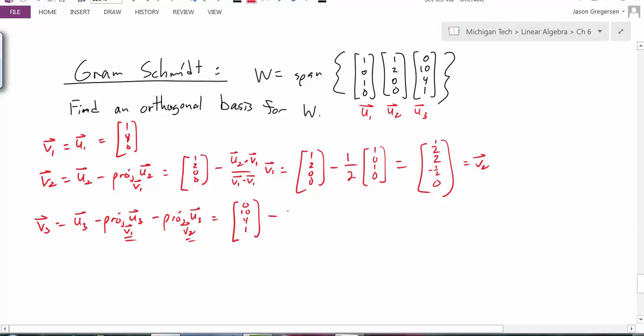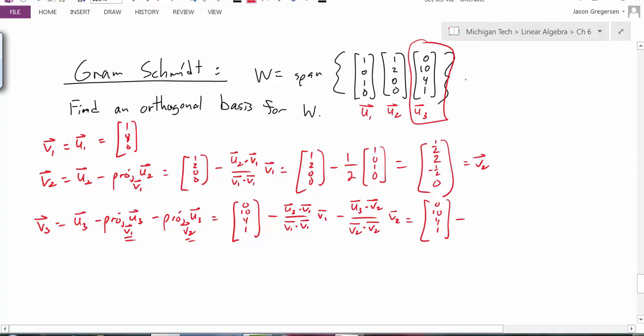Then we have the projection of u3 onto v1. So once again, u3 dot v1, v1 dot v1 times v1 minus the projection of u3 onto v2. So I have u3 dot v2, v2 dot v2 times the vector v2. 0, 10, 4, 1. Now we'll start doing some of these dot products. I have u3 dotted with v1. Looks like I am taking that to be 0 plus 0 plus 4 plus 0. So I have a value of 4.